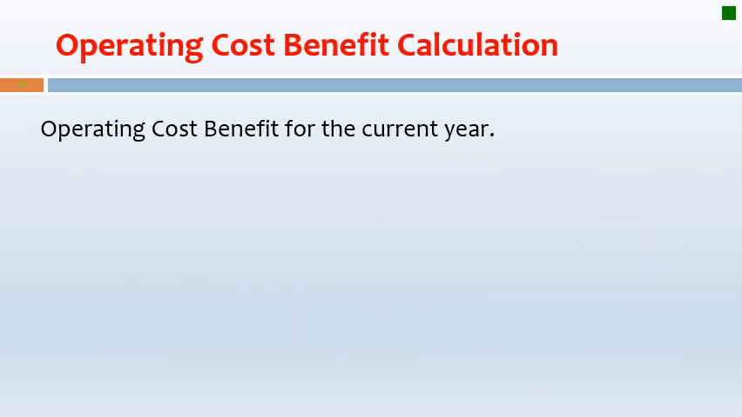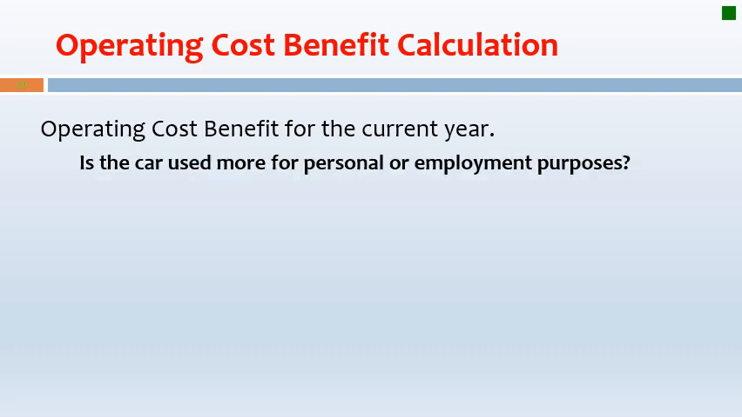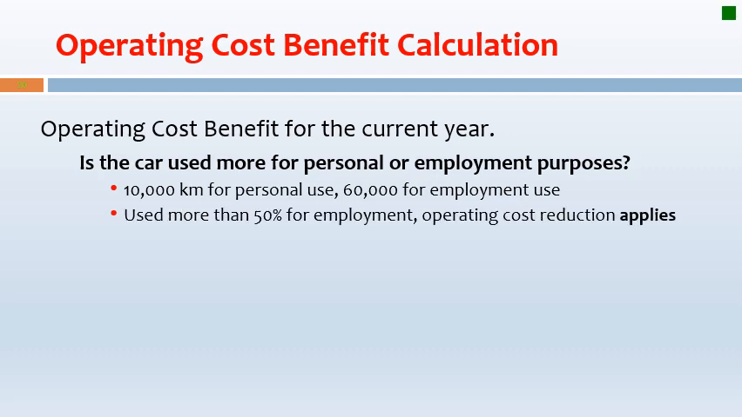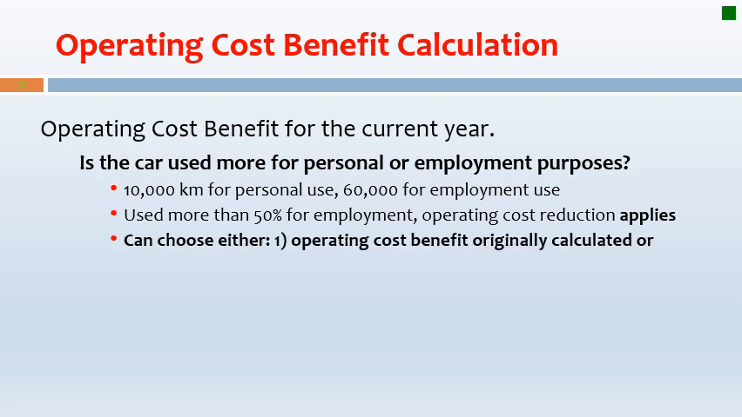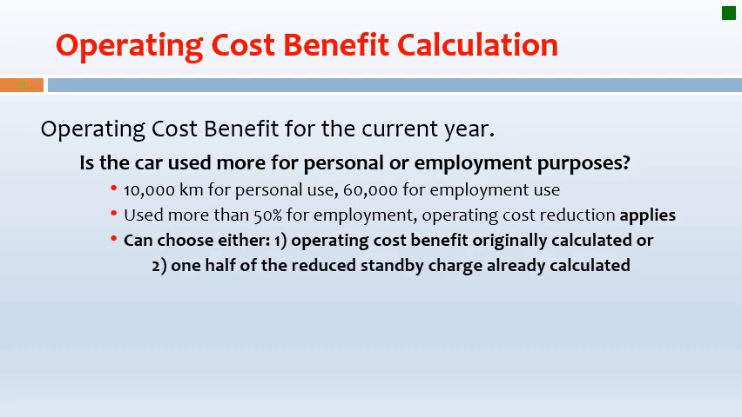Next, we calculate the operating cost benefit. The operating cost benefit can also be reduced in situations where the company car is used more for employment than personally. Because we have more employment than personal use here, we can apply the operating cost reduction, and we can choose to include the operating cost benefit calculated using the prescribed rate, or we can include 1/2 the reduced standby charge that we calculated in the previous step. So which one are we going to choose? Well, given that he's going to pay tax on the amount of the inclusion, a smaller inclusion means less tax. So we're going to choose whichever one is the smallest number.